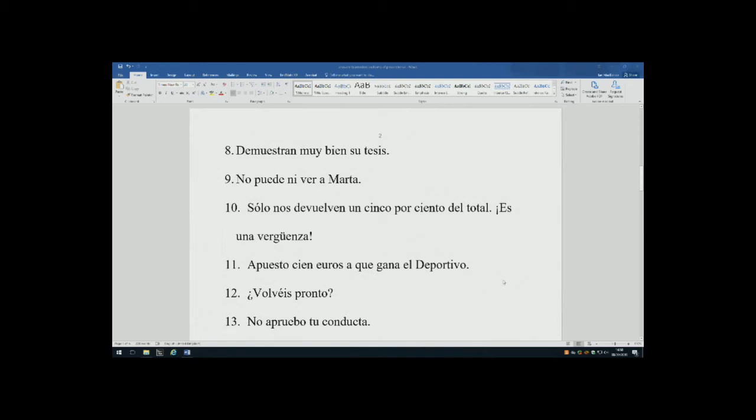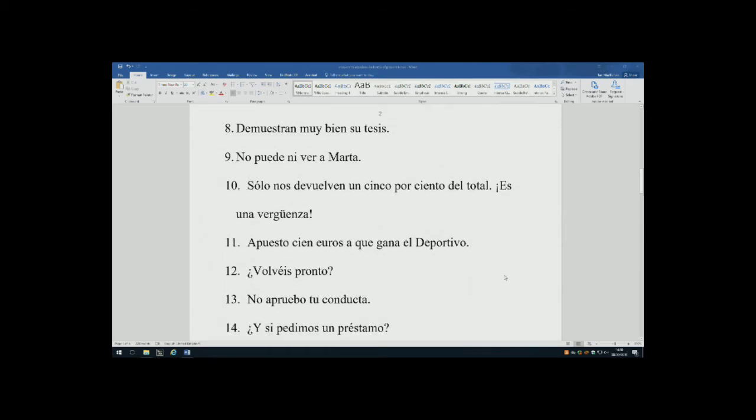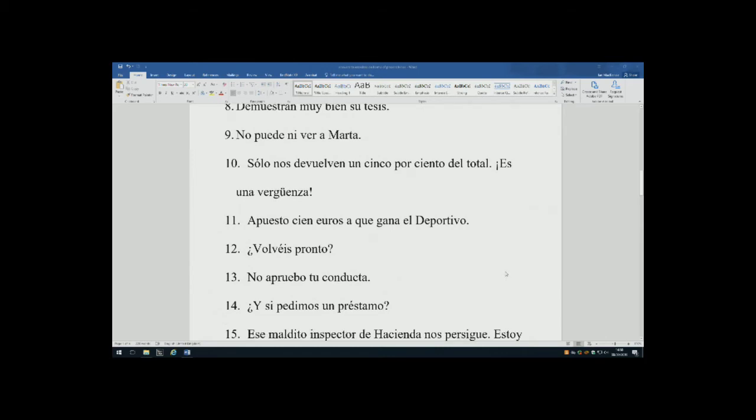Y si pedimos un préstamo, and if we ask for a loan, ese maldito inspector de Hacienda nos persigue, that's right, persigue. Note the insertion of a U, well you've got that in the infinitive anyway, haven't you, perseguir. But that's just for the spelling, isn't it?